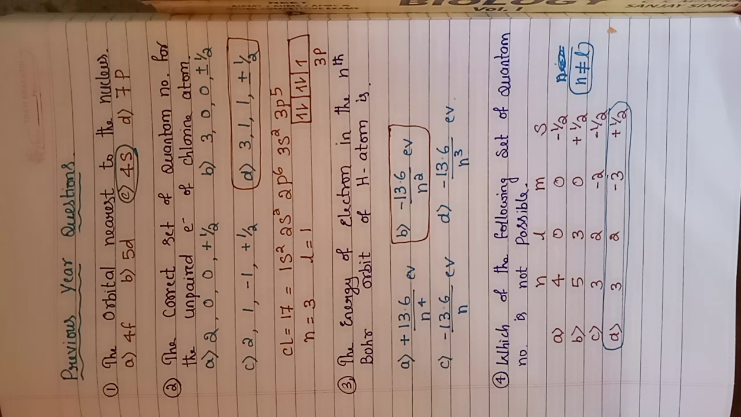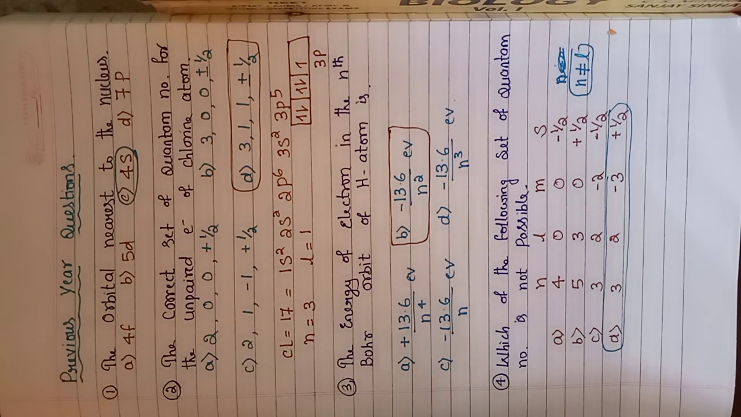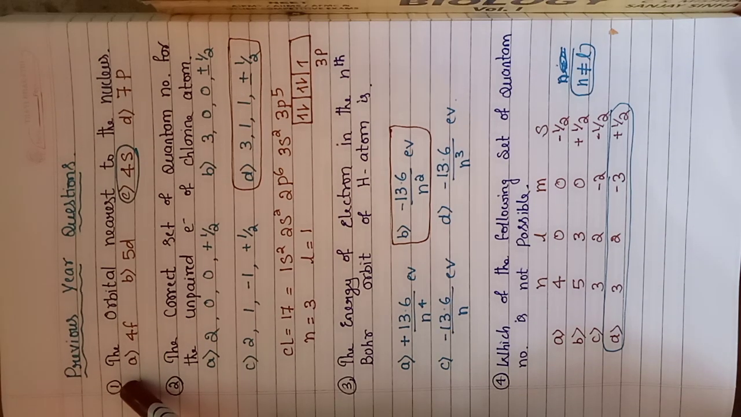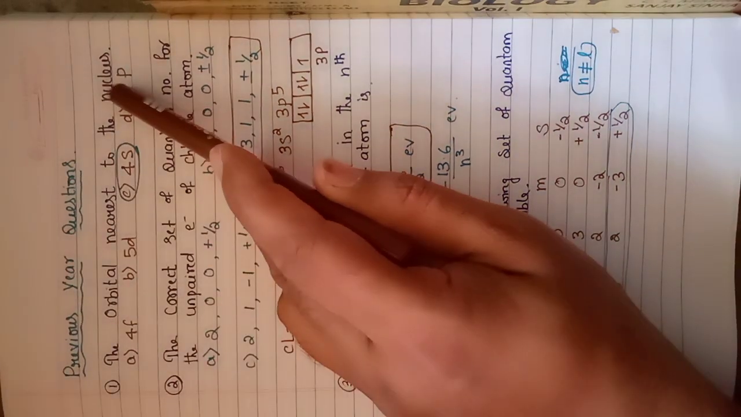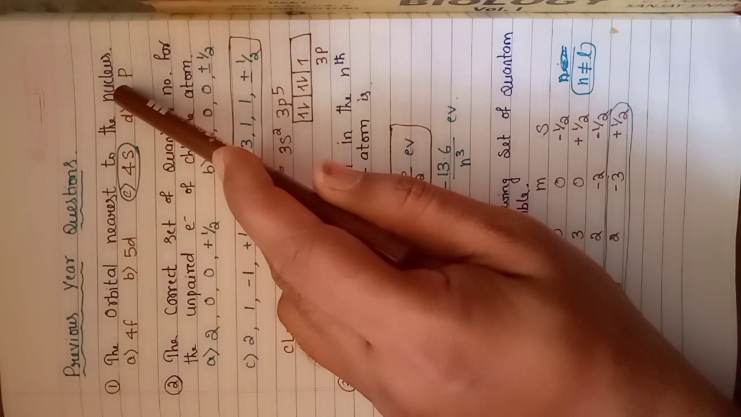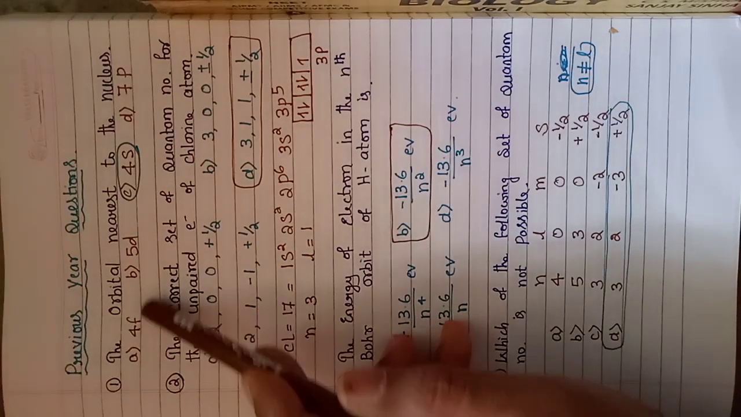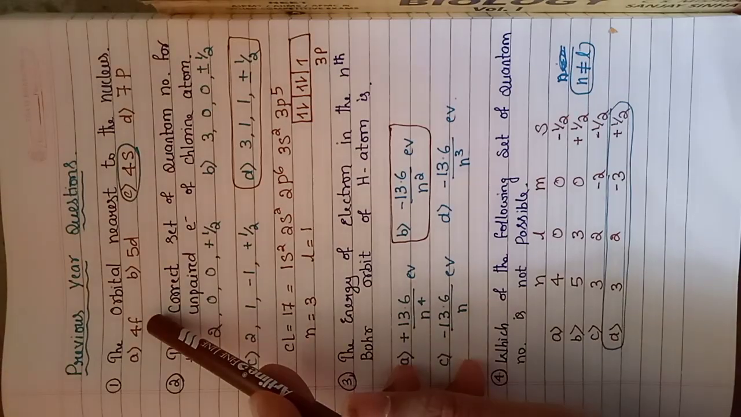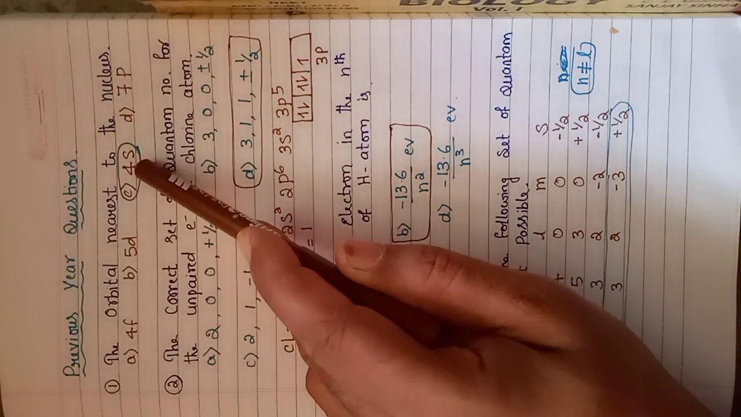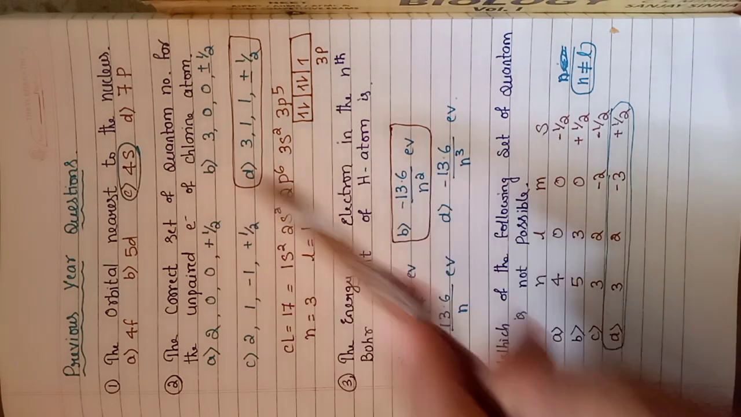questions which have been asked in previous years' question papers. First question is the orbital nearest to the nucleus. The orbital which is nearest to the nucleus according to Aufbau principle must have least energy. In the given 4 options, the orbital having least energy according to Aufbau principle is 4s. Least energy, that's why this is the correct answer.